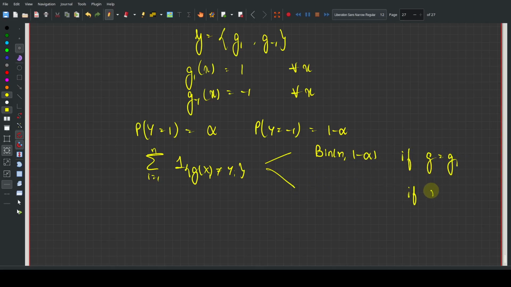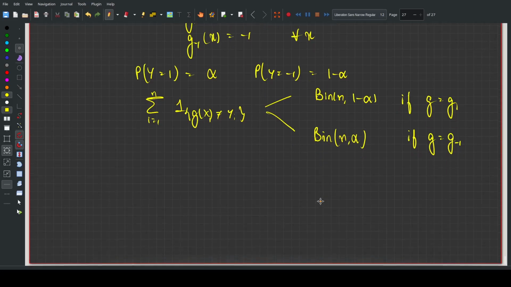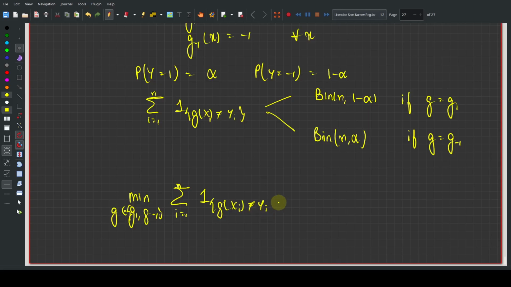And what happens if g equals g minus 1? Even in this case it is binomial, but what are the parameters? N, alpha. Correct? So if I fix a particular g, then this is indeed a sum of IID random variables. But now what happens if I take the minimum over g in {g1, g minus 1} of summation i equal to 1 to n indicator g of xi not equal to yi?